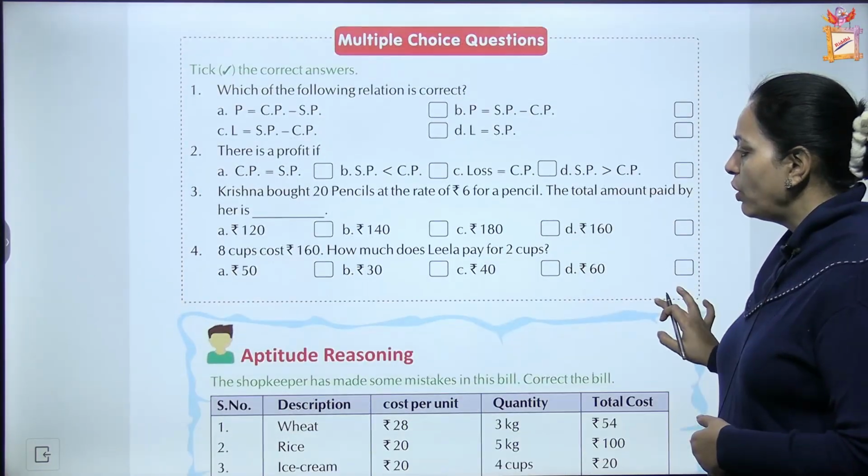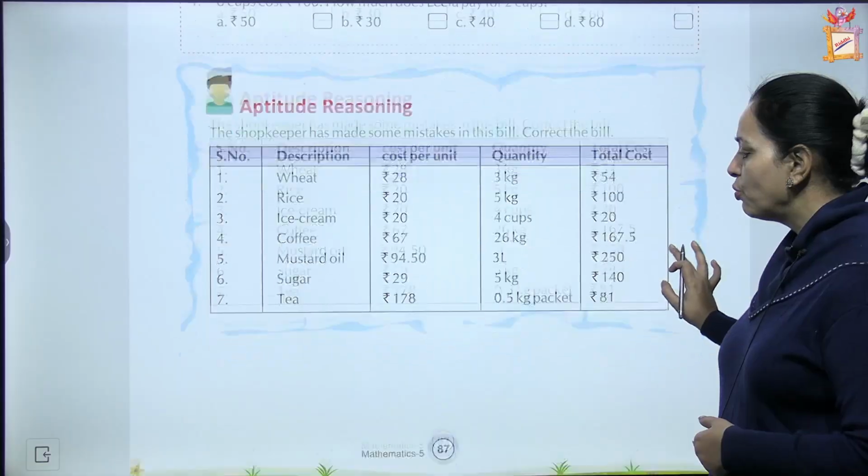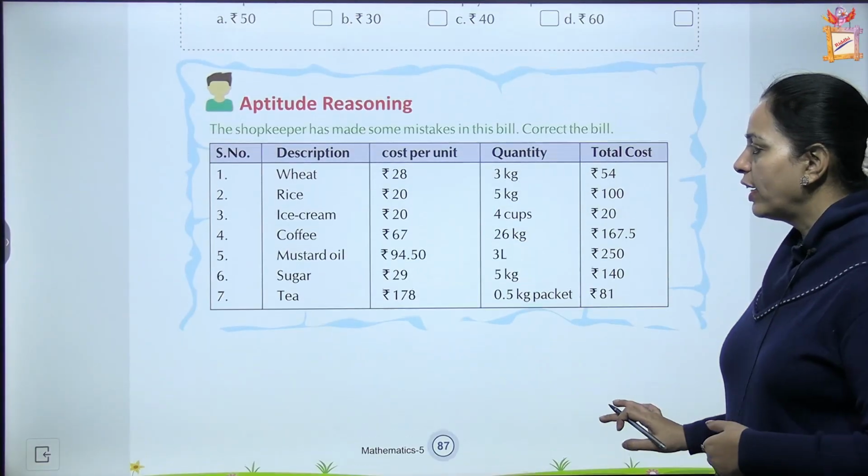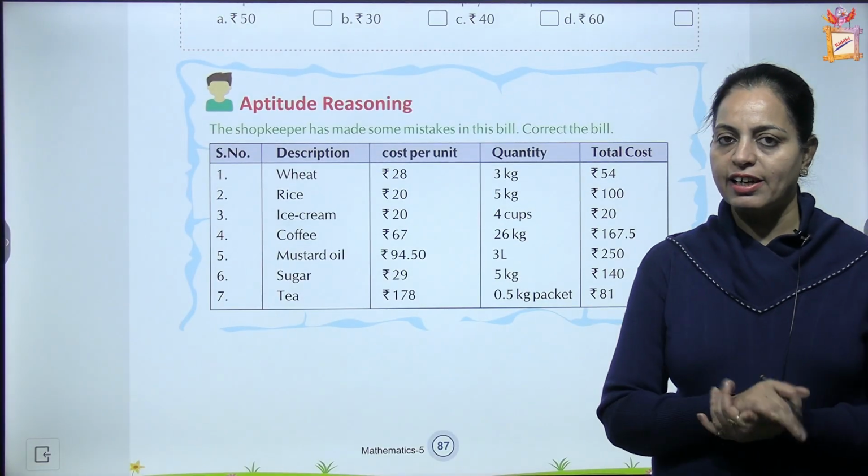Now MCQs we have, we can try this. Aptitude reasoning is also here. We can try this. The concept is clear to you.